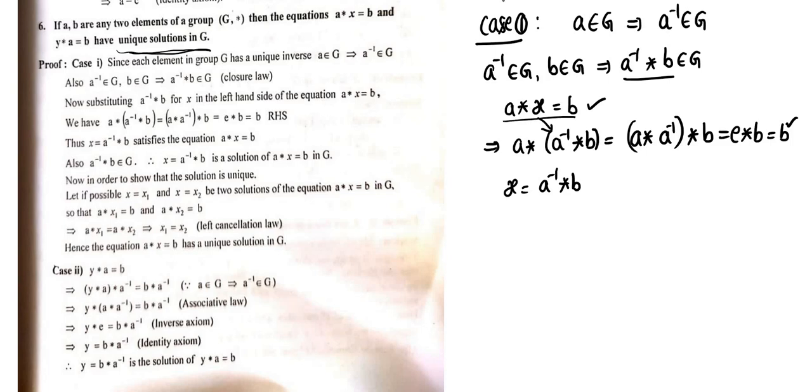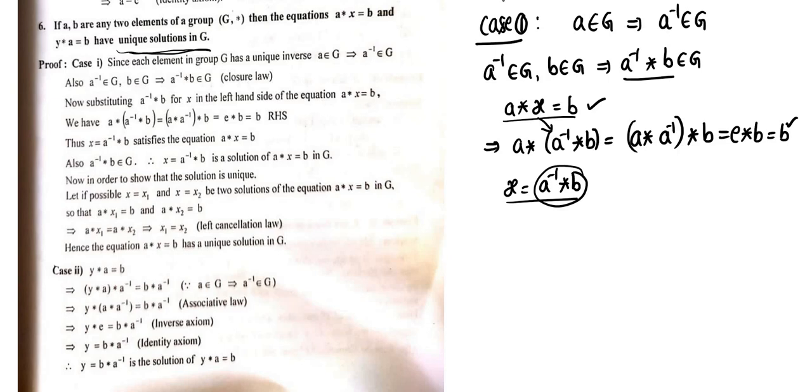That means if we take x as a inverse * b, then this equation is satisfied. Whenever the equation is satisfied by taking x equal to a inverse * b, that is the solution for this equation. Thus x = a inverse * b satisfies the equation a * x = b. Also, a inverse * b is an element of G. Therefore x = a inverse * b is a solution of a * x = b in G.